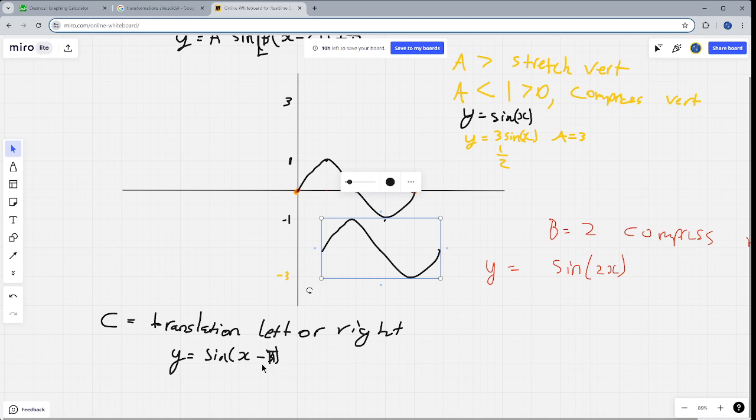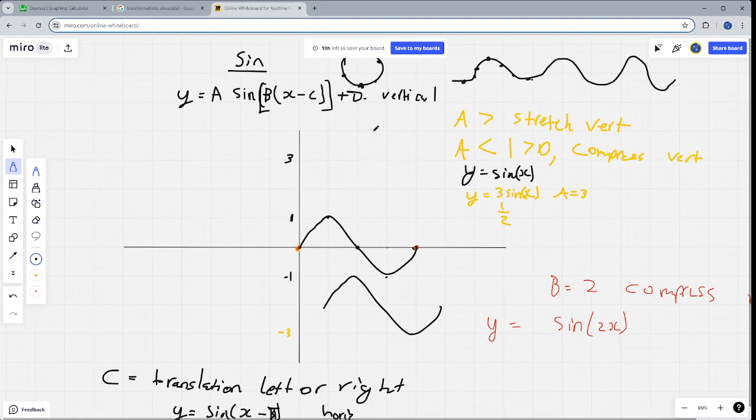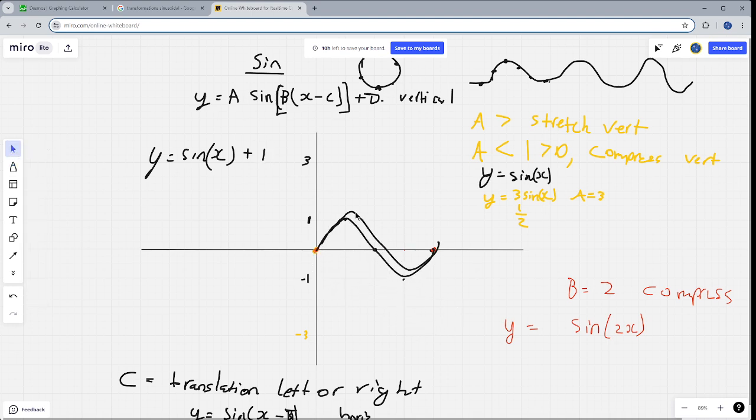Similarly, D is going to do the same thing. It's a translation, but instead of left or right, it's going to be up or down, or vertical. So C will be horizontal, and then this D value is our vertical transformation. And this one just follows conventional rules. If it's a positive, so if we have y is equal to sine x plus 1, we're going to take this graph and we're just going to move it 1 unit up, which would look like this. Okay?